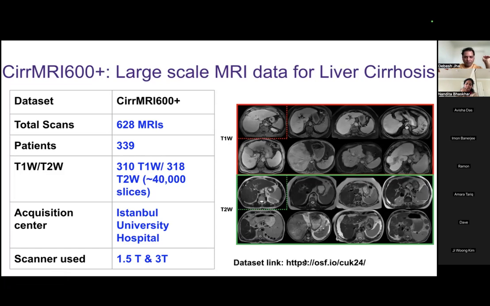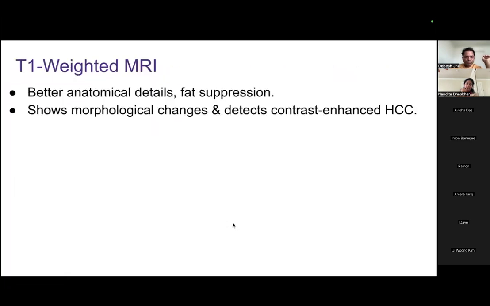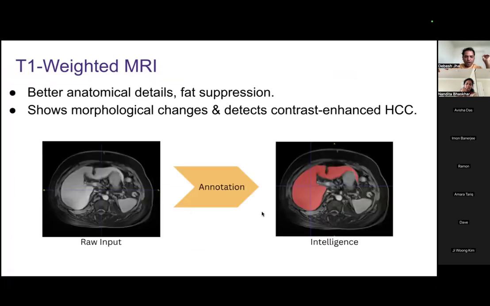And here is the link to the data set. We have both T1 and T2. This is our annotation process. You have the raw input, and then we annotate, and then we convert the data into information or intelligence.